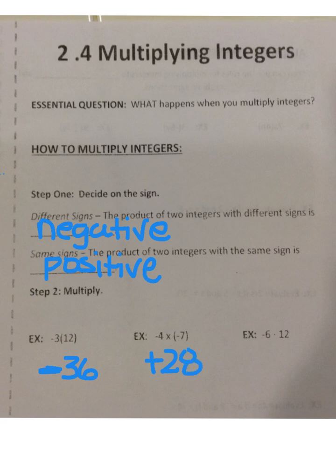The third example, we have negative 6 times 12. Decide on the sign. The signs are different, so it's negative. And then 6 times 12 is 72.